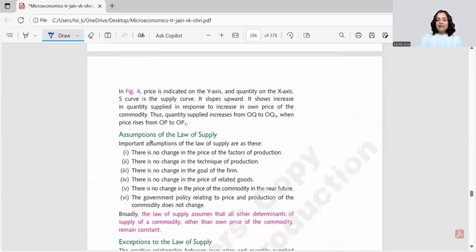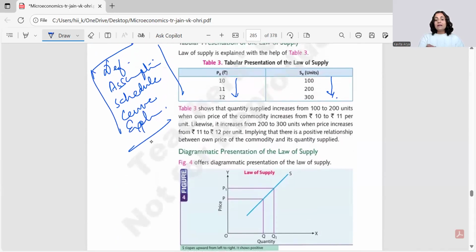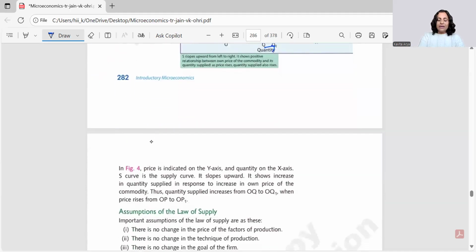And how would you explain? You would be explaining that as it is clear from the diagram and the table that there exists a positive relationship. At price P, the quantity supplied is Q. When the price rises to P1, the quantity supplied becomes Q1, which is increased, right?